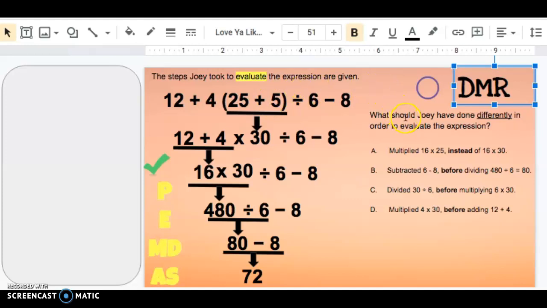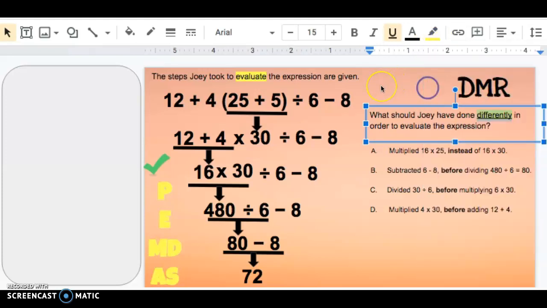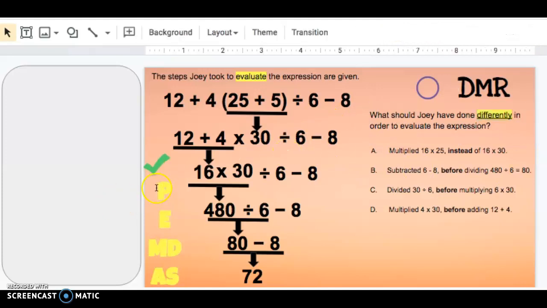But they're asking us what should Joey have done differently in order to evaluate this expression. So he should have done something different, so he must have made a mistake somewhere. So we need to determine where that mistake was made and what he should have done differently. So we have to look at PEMDAS: Please Excuse My Dear Aunt Sally.